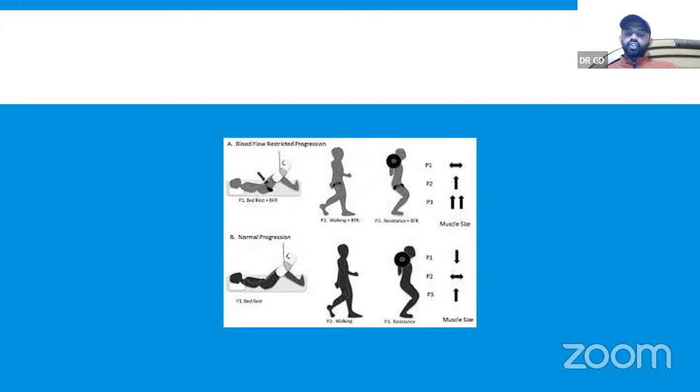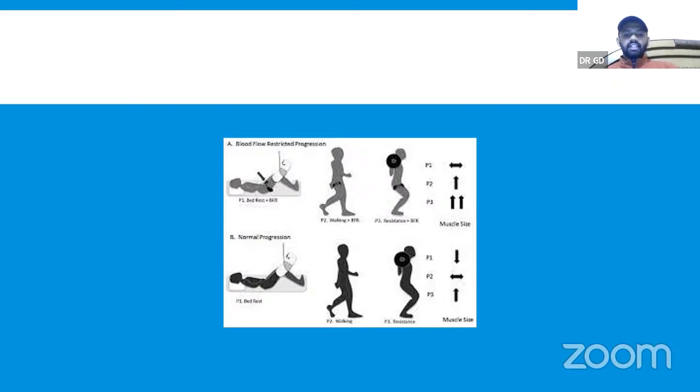So what happens when you go for bed rest in the acute phase of healing? You are likely to lose muscle mass, and that gives a lot of trouble. Even if you compare the normal population or the athletic group, both have significant loss of muscle mass that slows down the rehabilitation process. So I take this example of two people here: one who undergoes blood flow restriction training, and one who is just going for conventional rehabilitation.